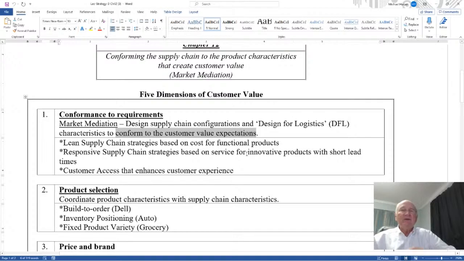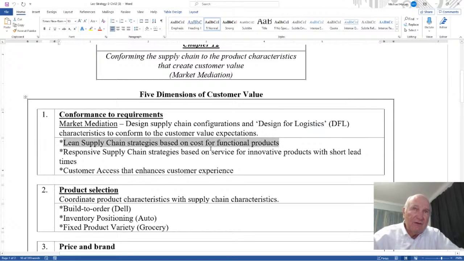So now our goals are not just cost and service levels. We say, what is the customer expectations? Now we're including the customer into the supply chain strategy. So the lean supply chain focuses on cost, and there's where you have functional products. Responsive supply chain focuses on service, and there's where you have innovative products and short lead times.